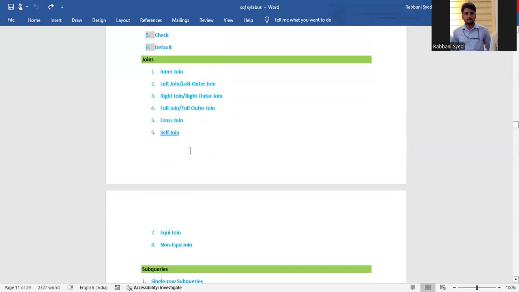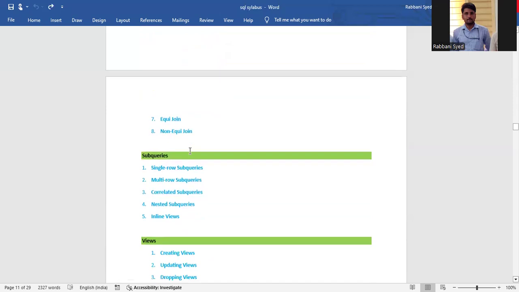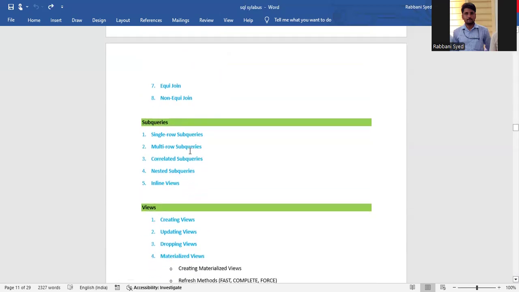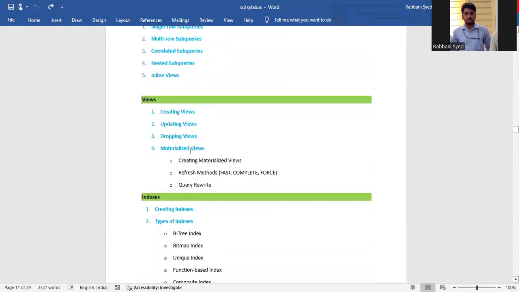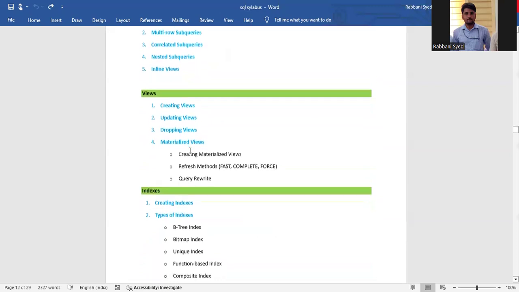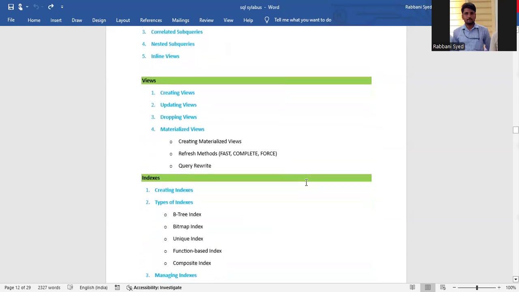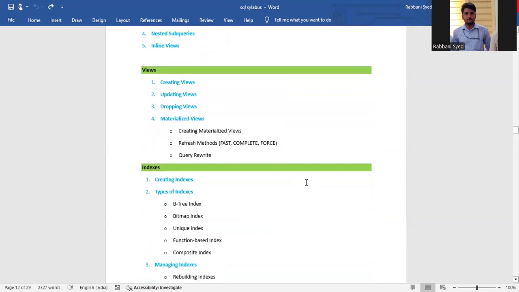Joins are also an important concept, because whenever two tables have the same data, say one table has IDs and one table has names, and I want the data from both tables, that time I put a join between the two tables. Subqueries: what is the difference between subqueries and joins? It is also important. Views: how to create a view, update a view, drop a view, and materialized views. Materialized views are very, very important.